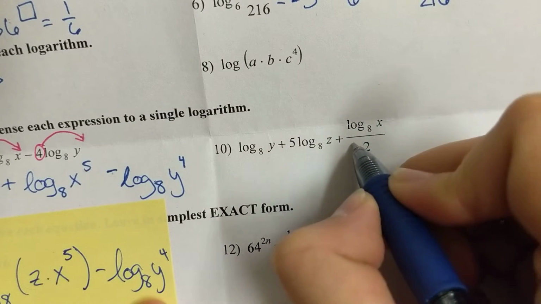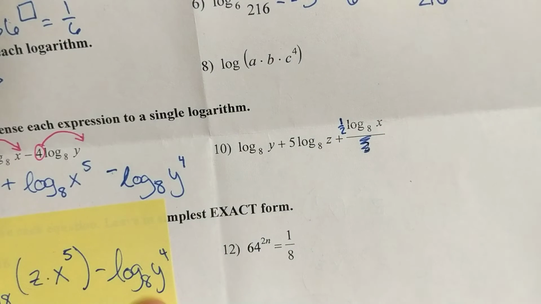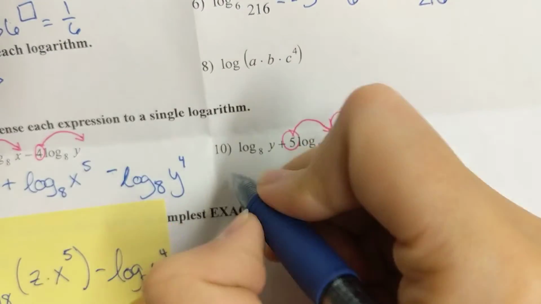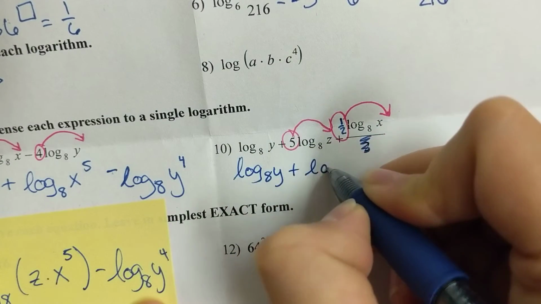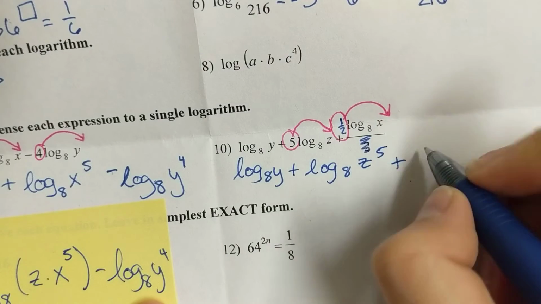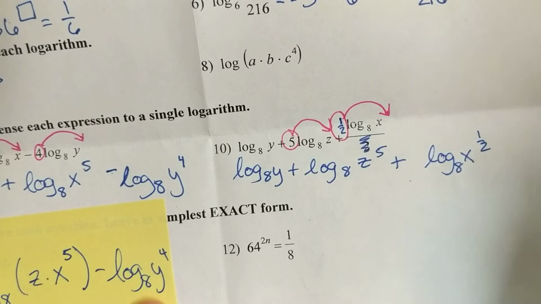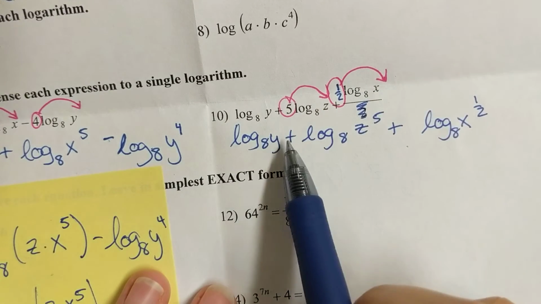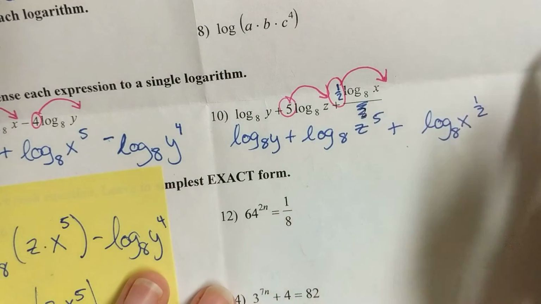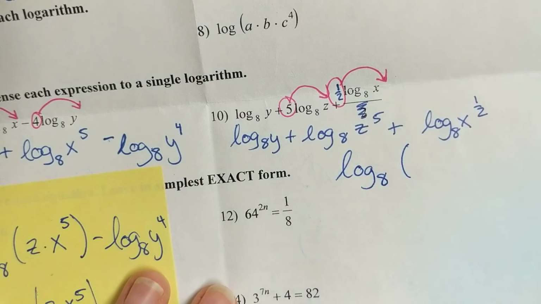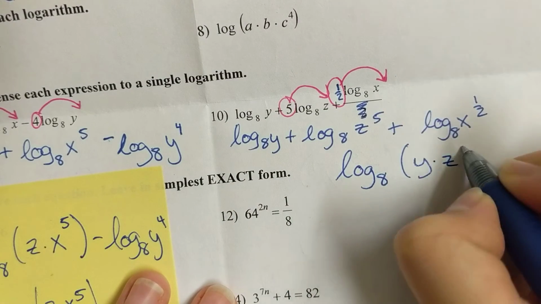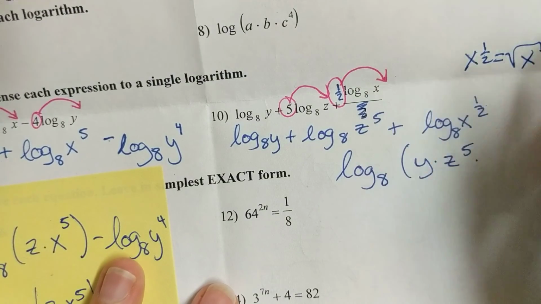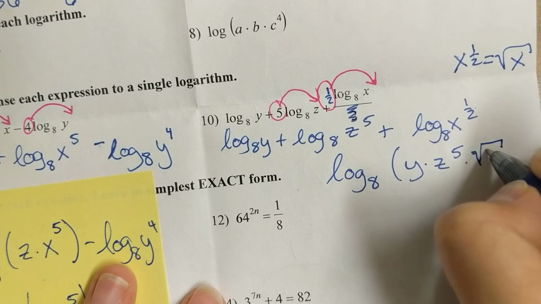This division by 2 is the same as multiplication by 1/2. So I'm going to bring this power up, and that step would be log base 8 of y plus log base 8 of z to the 5th plus log base 8 of x to the 1/2. Now the answer is going to have this written as a root, so we eventually do want to write it as a root. Plus and plus, everything is being multiplied, so we just have one big product. Log base 8 of the product of y times z to the 5 times x to the 1/2. X to the 1/2 is square root x. And because they want your answer written in radical form, you do need to have this written as square root x.